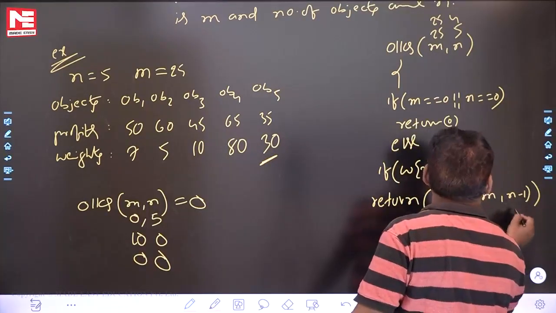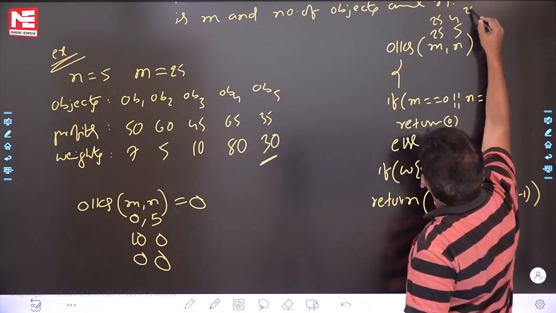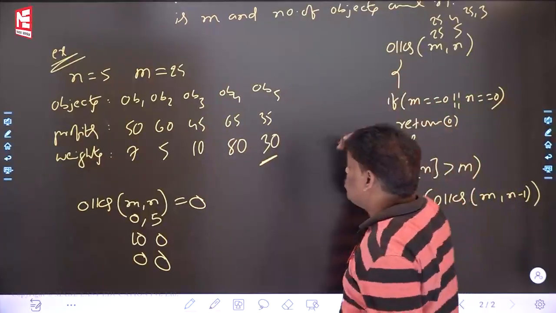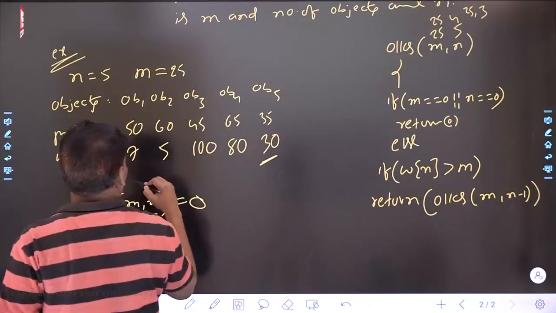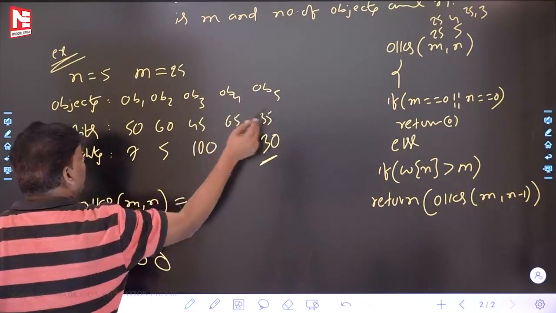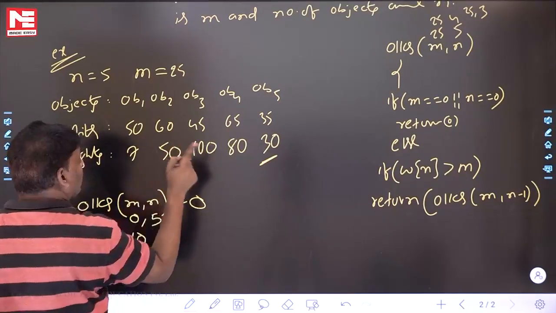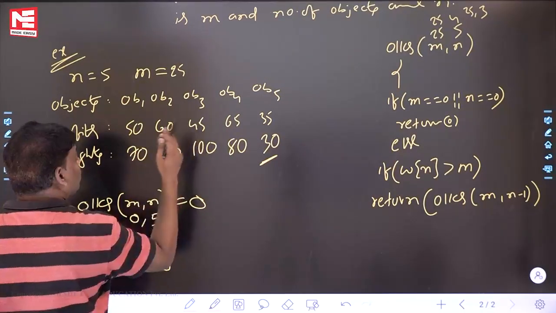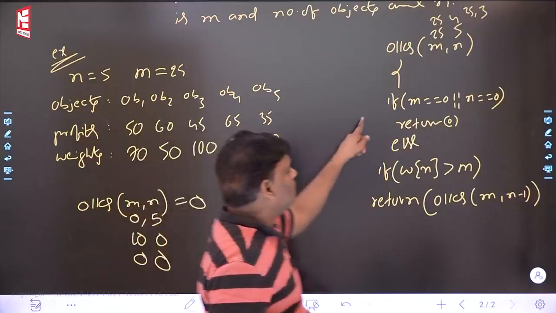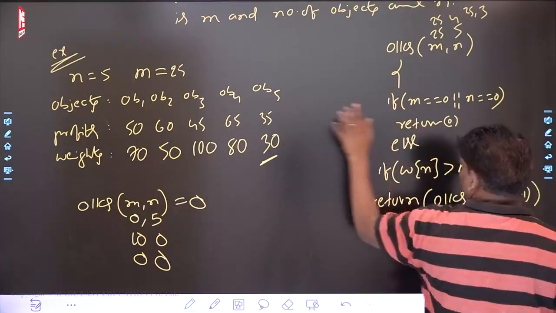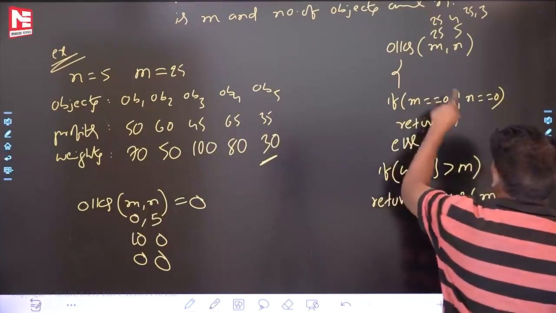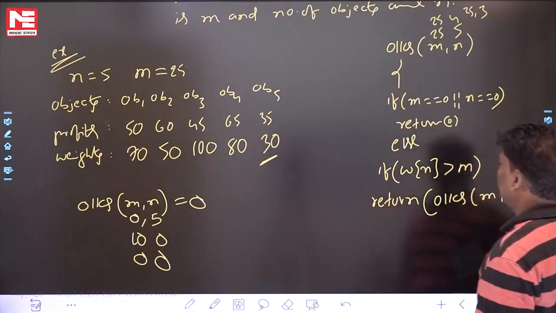Again same: M comma n minus 1. It will become 25 comma 3. It will continue like this. Assume that it is also not able to take. So 25 comma 2, 50. 25 comma 1, 70. 25 comma 0. Any one 0? Return 0. So to this problem, the answer is going to be 0 because no one you can take.